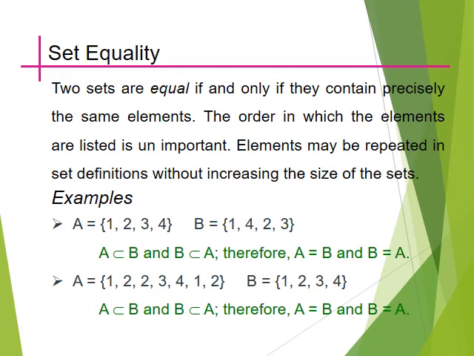Similarly, in the second example, we have A as {1, 2, 2, 3, 4, 1, 2} and B as {1, 2, 3, 4}. Here A is a subset of B and B is also a subset of A. Therefore, A is equal to B and B is equal to A.